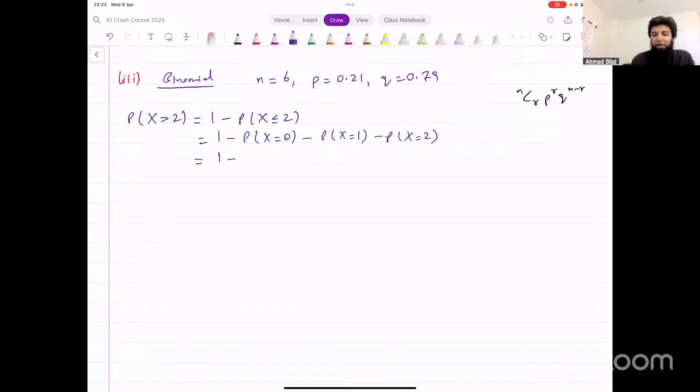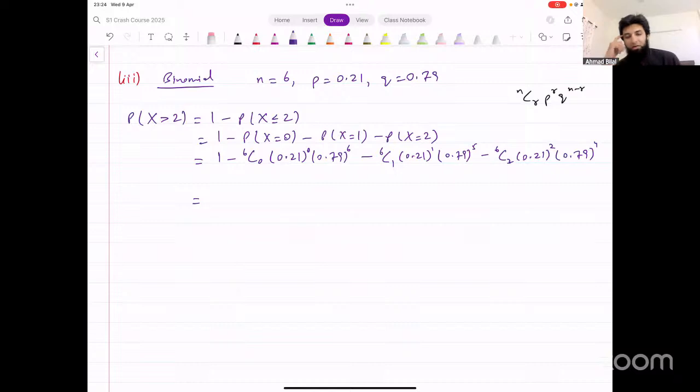1 minus n, which is 6C0 into 0.21 raised to power 0 into 0.79 raised to power 6 minus 0, which is 6, minus 6C1 into 0.21 raised to power 1 into 0.79 raised to power 5 minus 6C2 into p, which is 0.21, raised to power 2, into q, which is 0.79 raised to power 6 minus 2, which is 4. And that should give you the result. You can put this on a calculator, see what that gives you. Can somebody please tell me what this result is? Part 3, what do you get from this?